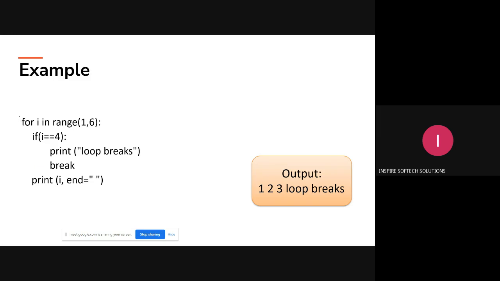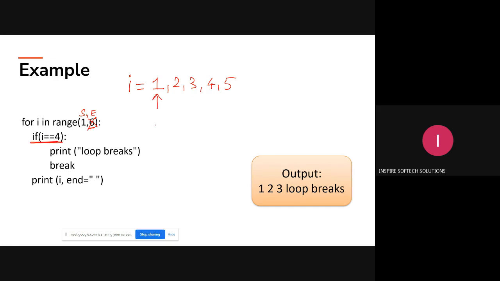So how is it working? For i in range 1, 6. So starting from 1, this is going to be the starting and this is going to be the ending. So the ending is given as 6. 6 will not be considered. Up to 5 will be considered. The i value is going to be 1, 2, 3, 4, and 5. That's all.